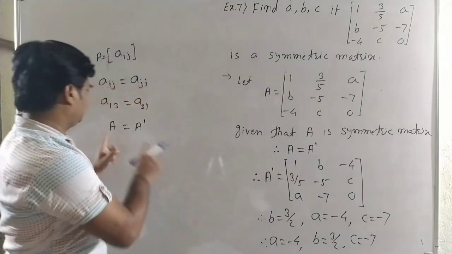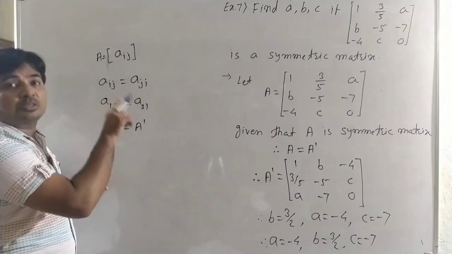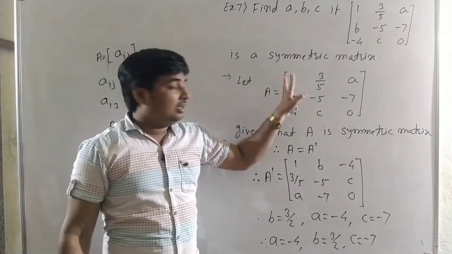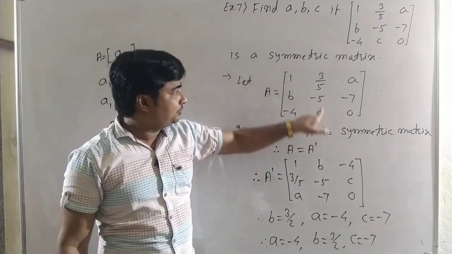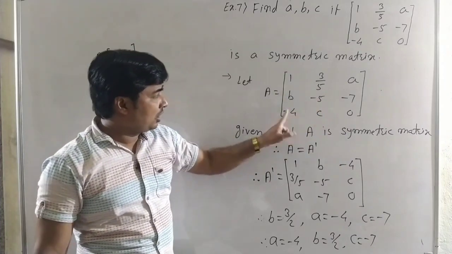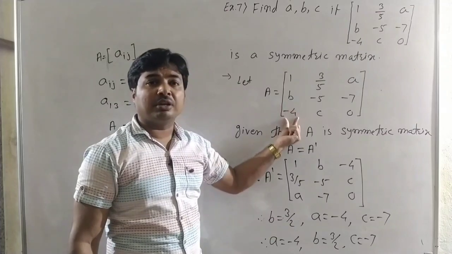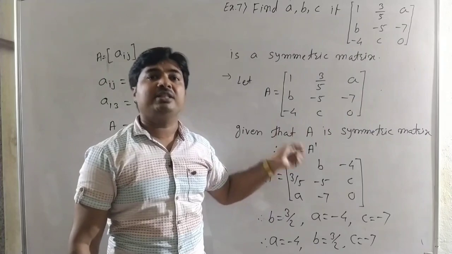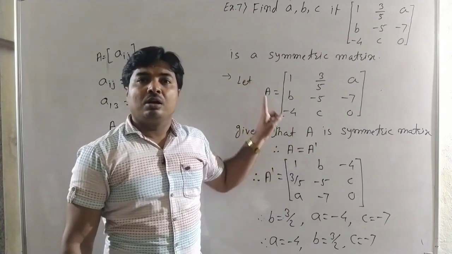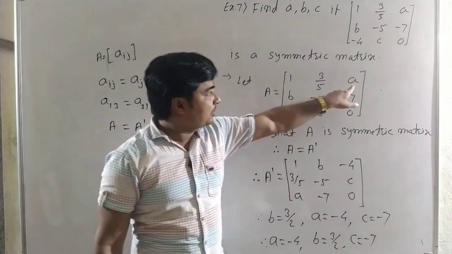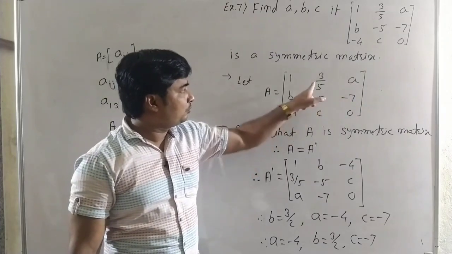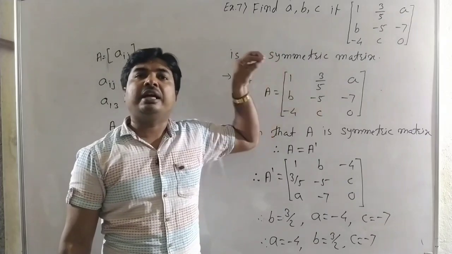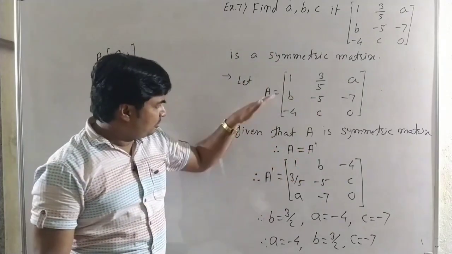A symmetric matrix is a matrix equal to its transpose, Aij is equal to Aji. Here in the symmetric matrix, the element 4 is at position 3 1, the third row first column. The third row first column element is equal to the first row third column element. Therefore A is equal to 4, B is equal to 3/2 and C is equal to -7. We can write this directly also. Here we used the step by step method.